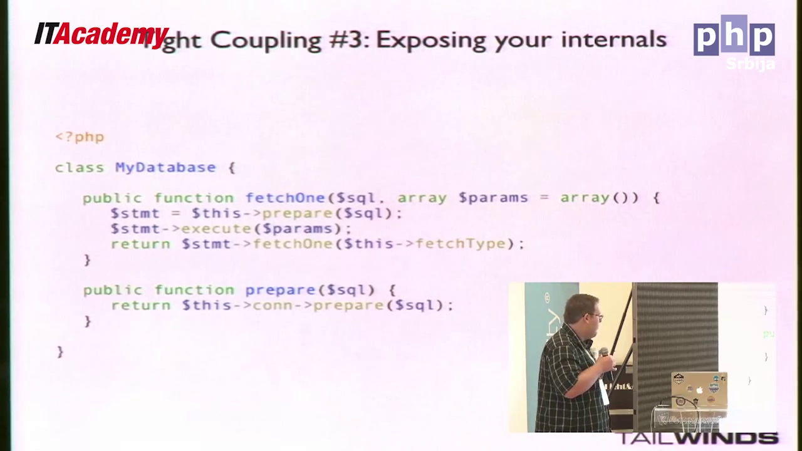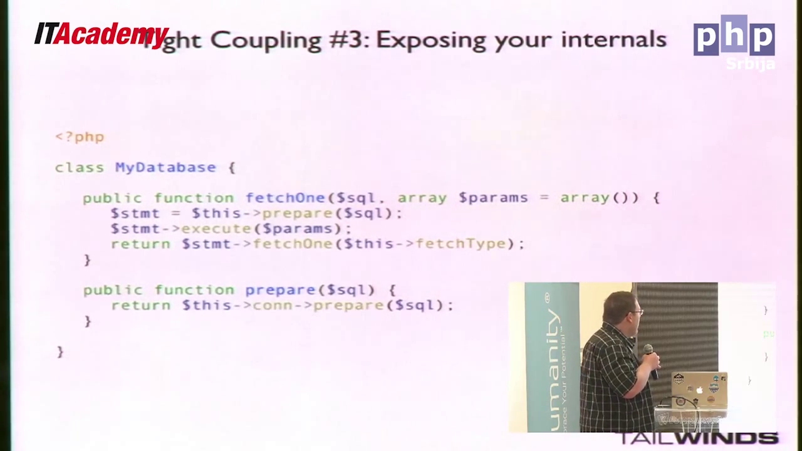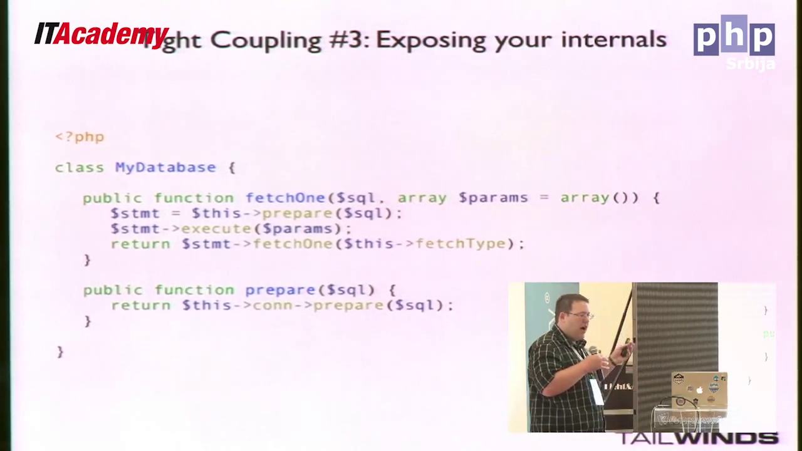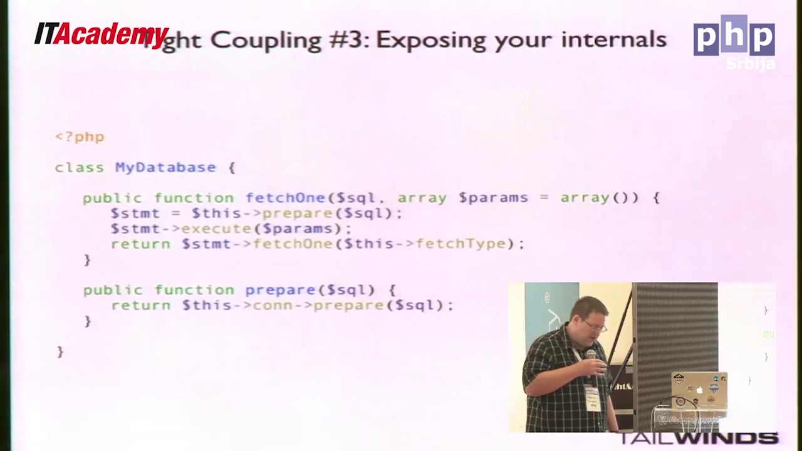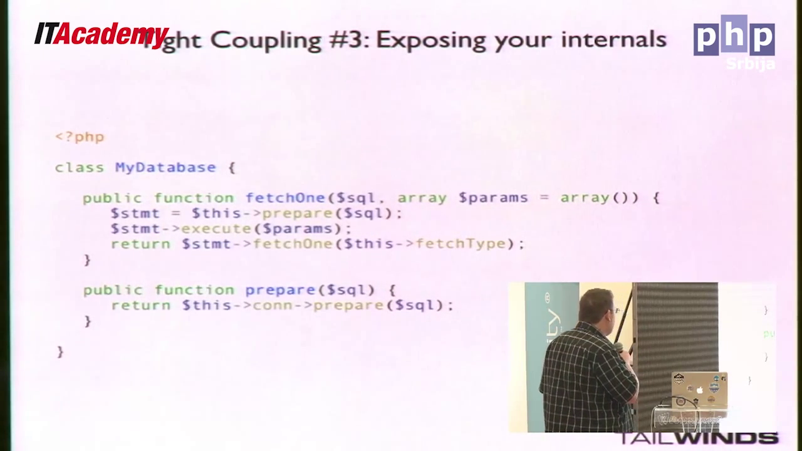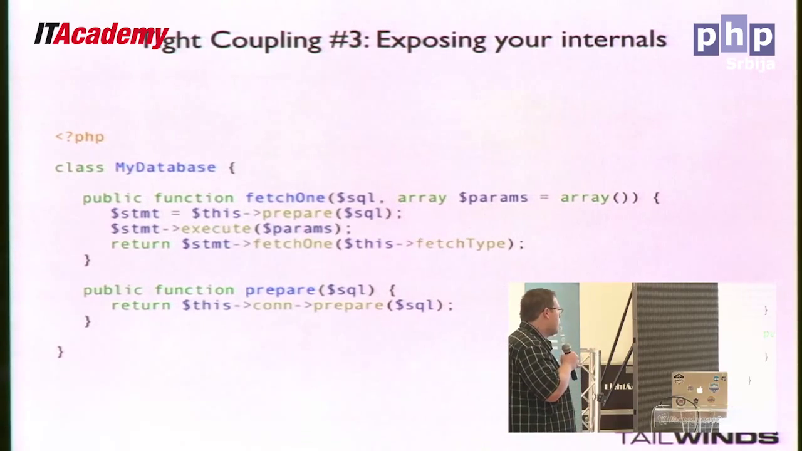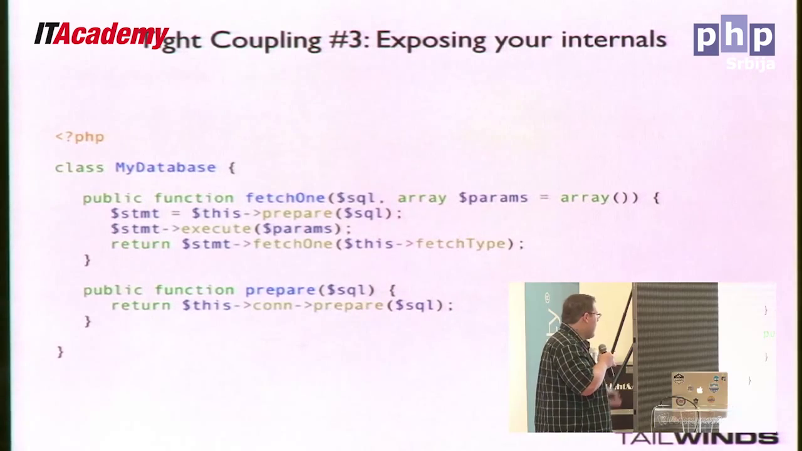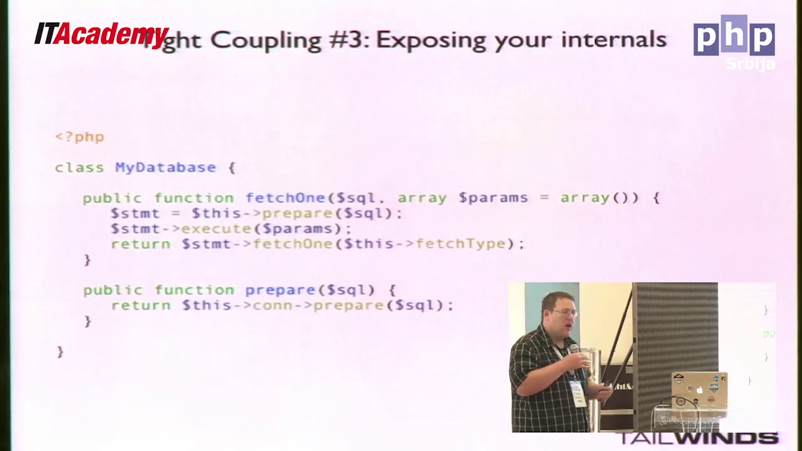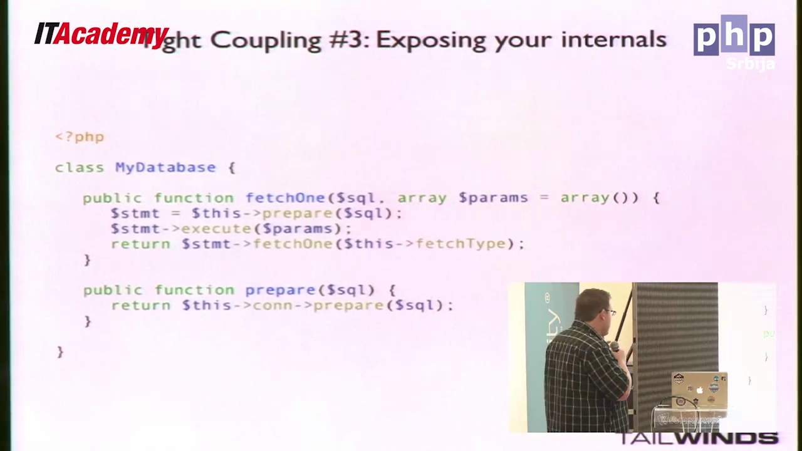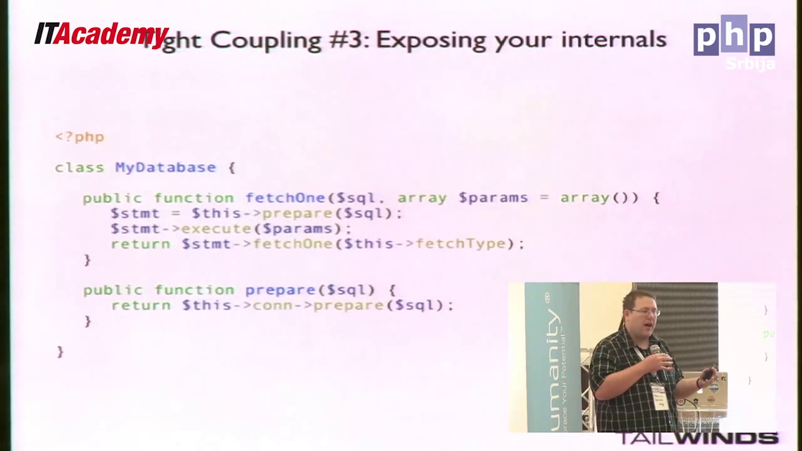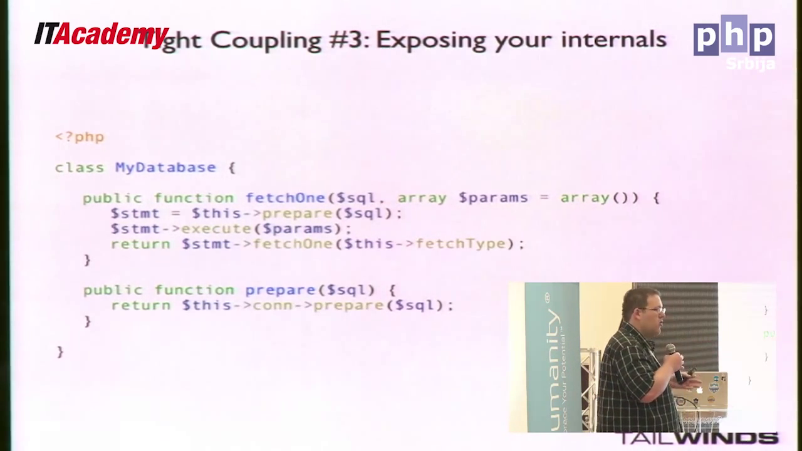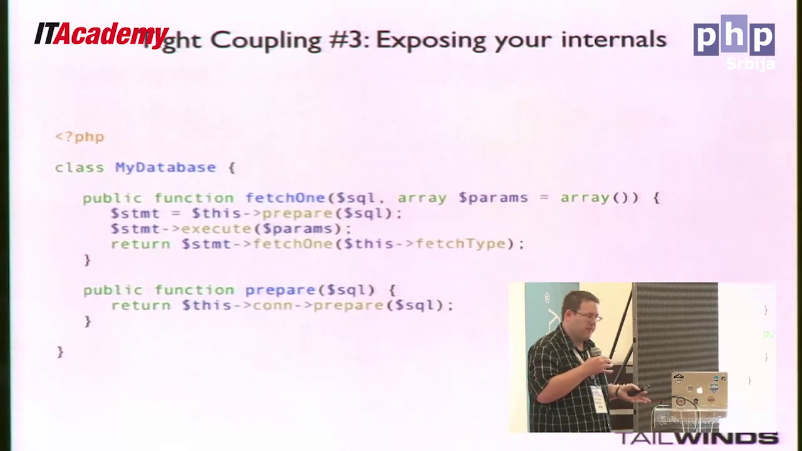All right, number 3. Exposing your internal methods. I picked this sample because it's easy to understand. It's a database example where we have a public method called fetch1, and we're passing it a SQL query and an array of parameters. And then we have another method which is meant to be internal, which is the prepare method, to go ahead and prepare that SQL query so that we can use it just like PDO would expect.